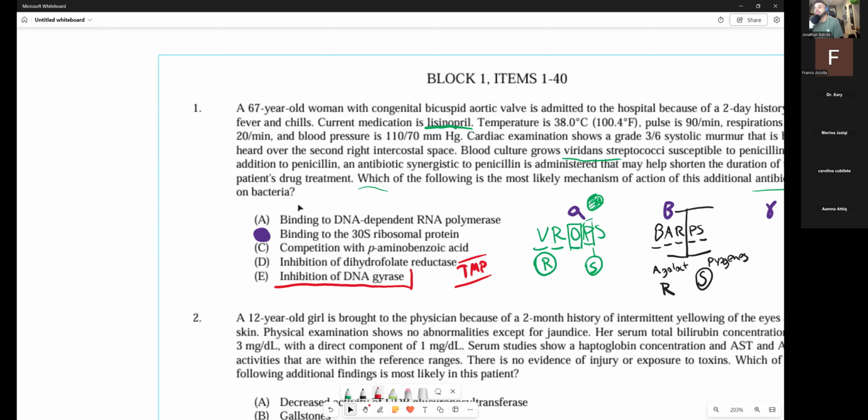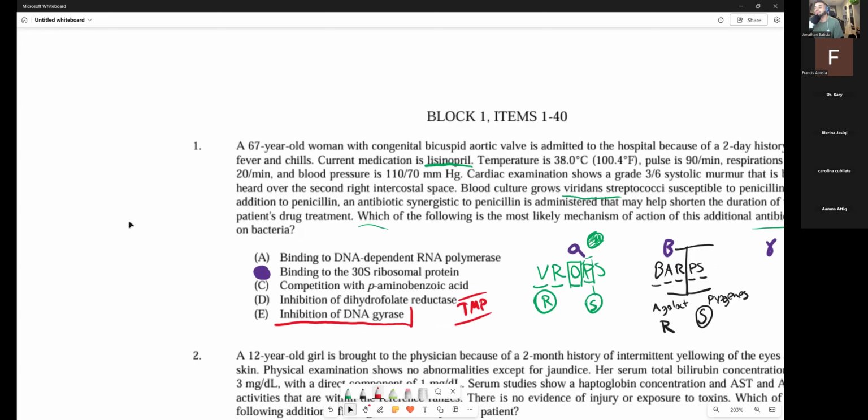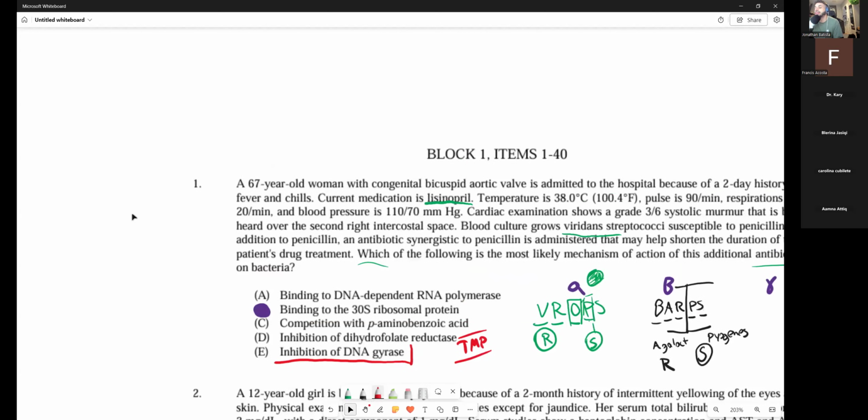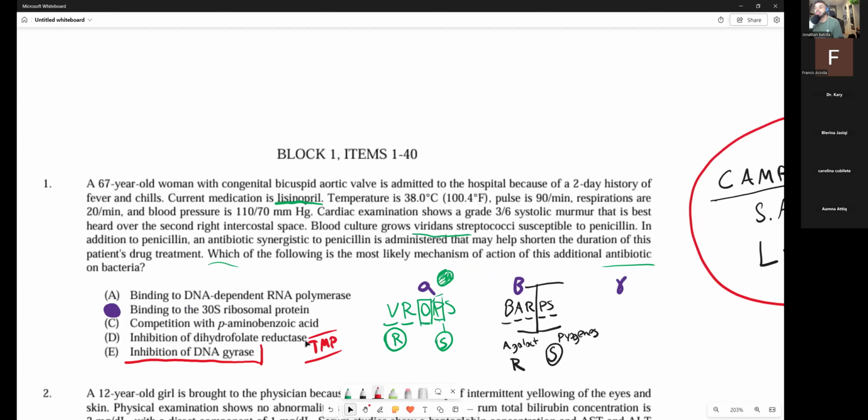And then A, binding to DNA dependent RNA polymerase. Which one is that one? Rifampin. Yes. Perfect. This stops transcription. This is a transcription inhibitor.